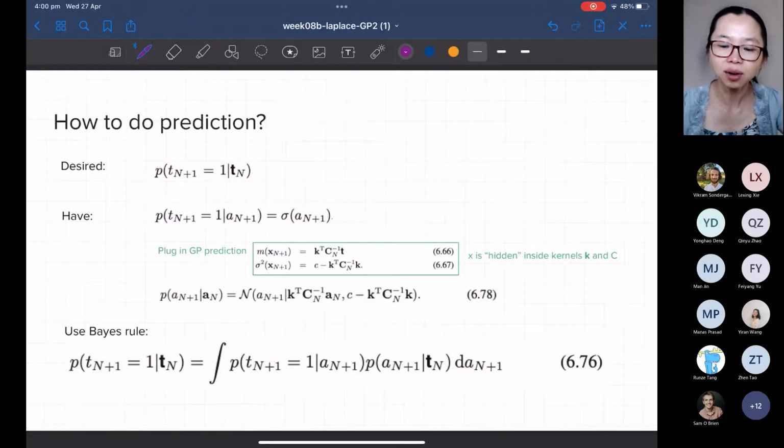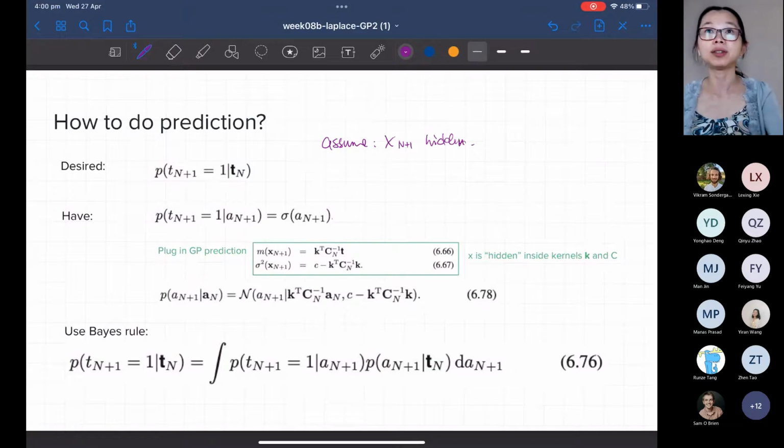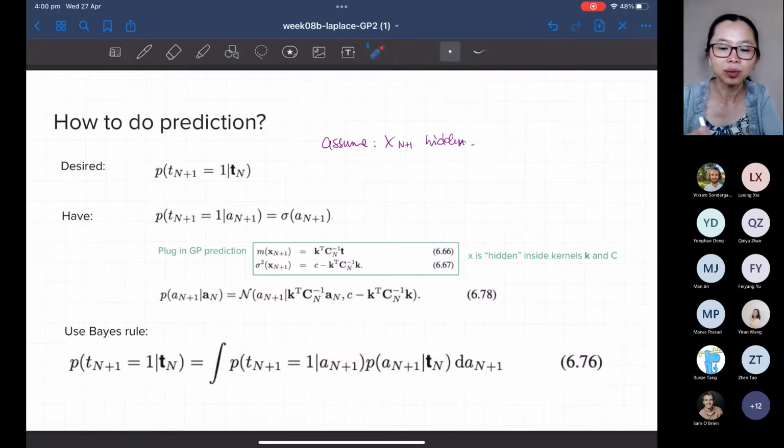The assumption of this whole slide is that x n+1 is hidden, or phi n+1 is hidden, and the first n data points x are hidden inside kernels k and C. Okay, so we want this. And we know that from the new A maps to the new T with a sigmoid function trivially. If we plug in the results from Gaussian process regression, basically given the first n data points and their covariance matrix, what is the mean and variance of the n+1 output as a function of the input?